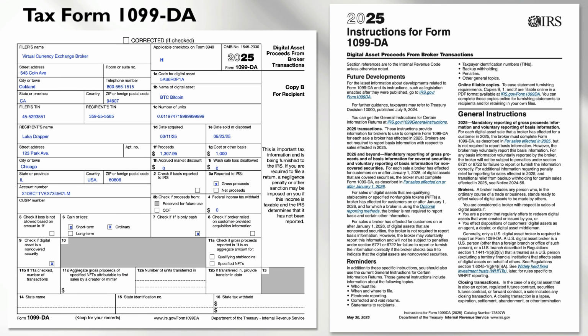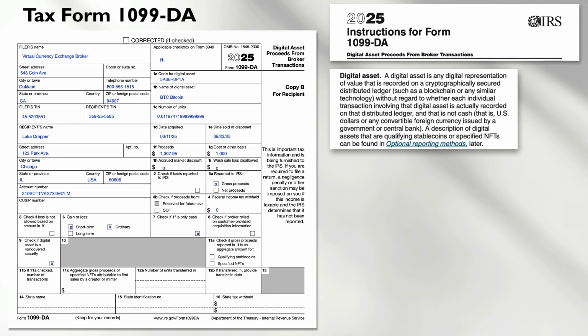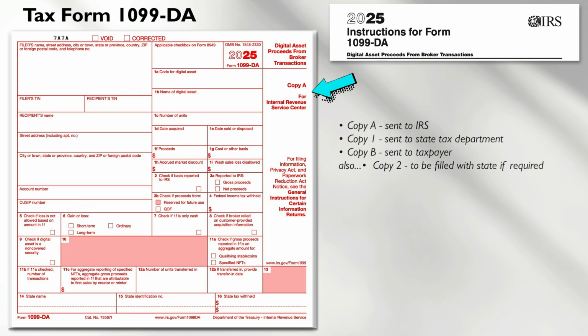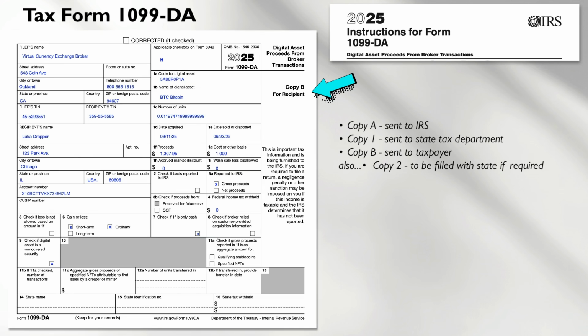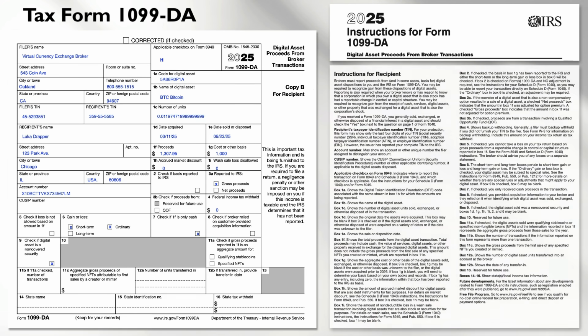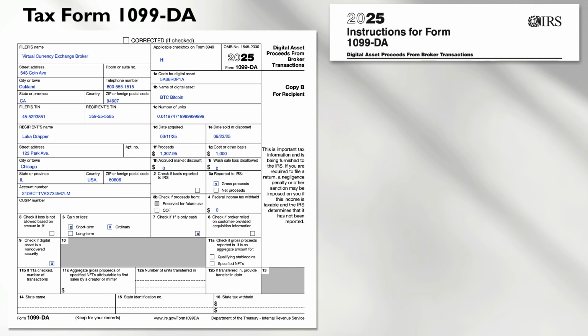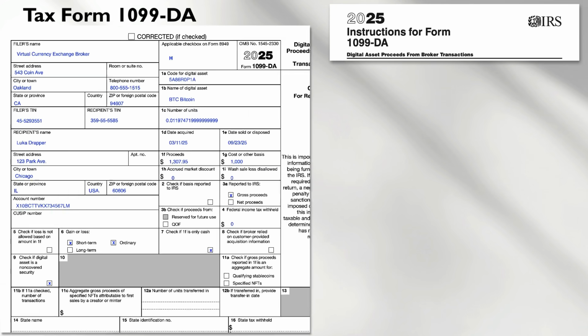Now let's review the new IRS Form 1099-DA, Digital Asset Proceeds from Broker Transactions. This form reports crypto and other digital asset sales. A copy is sent to the IRS, your state tax agency, and to you. On the back of the form, you will find brief instructions explaining each section on the form. Let's walk through an example and explain what each box means.